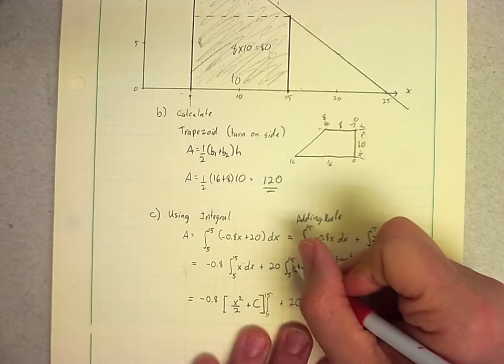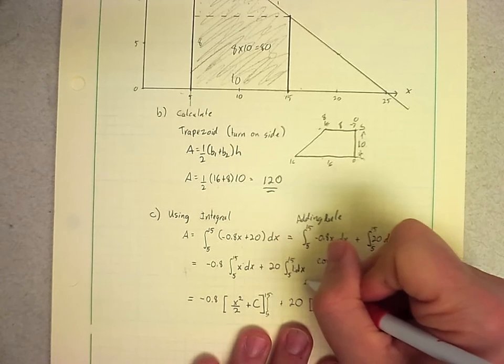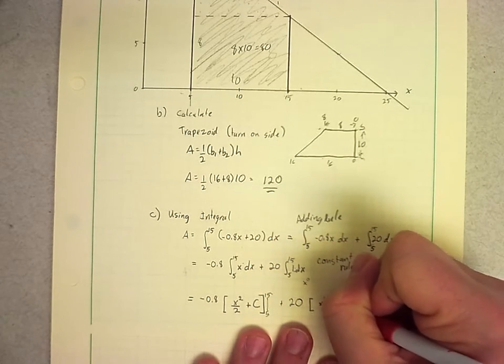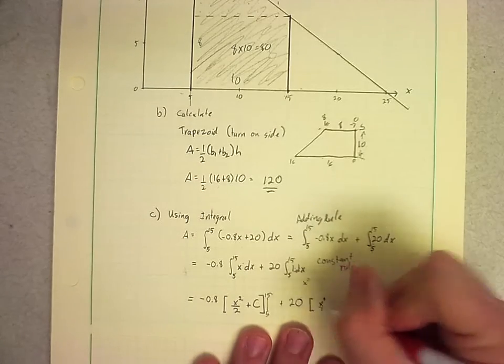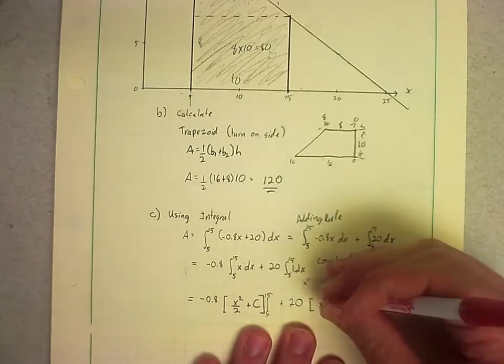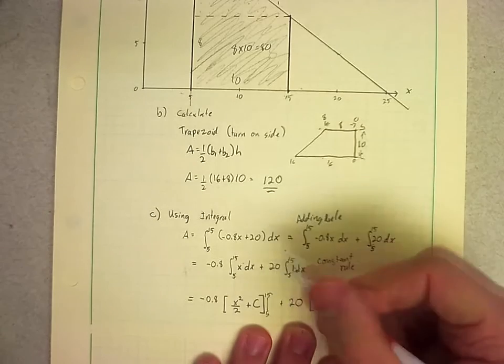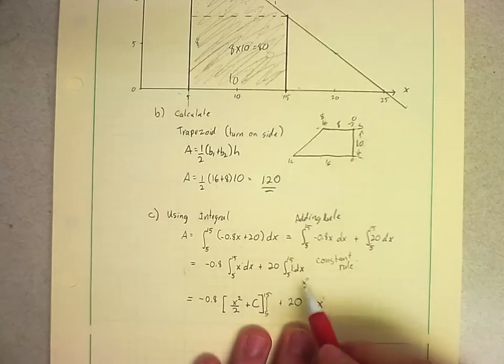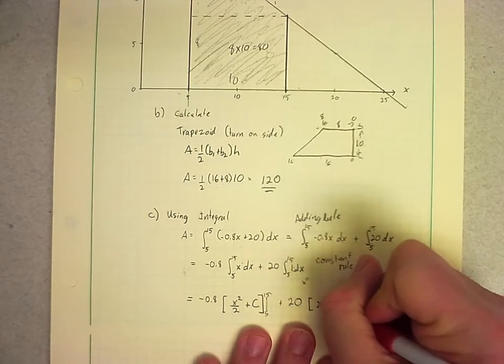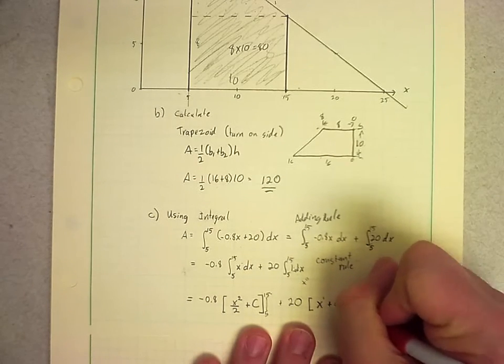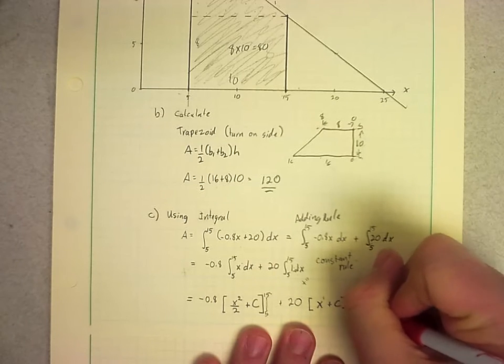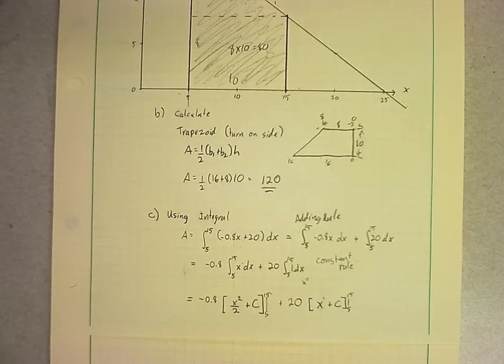So remember, 1 is the same thing as x to the 0. So I have to raise it to 1 and divide by the new power, which is 1. Or the more simple way to know that is just that the integral is 20x. And again, I would have to add a constant on there. And I'm evaluating it from 5 to 15.